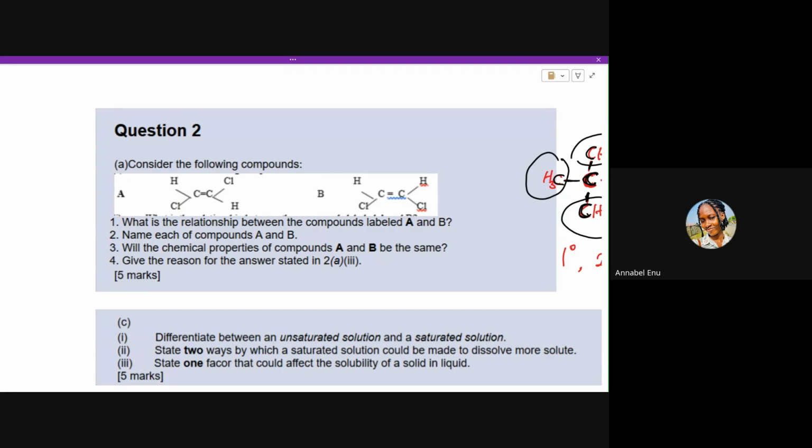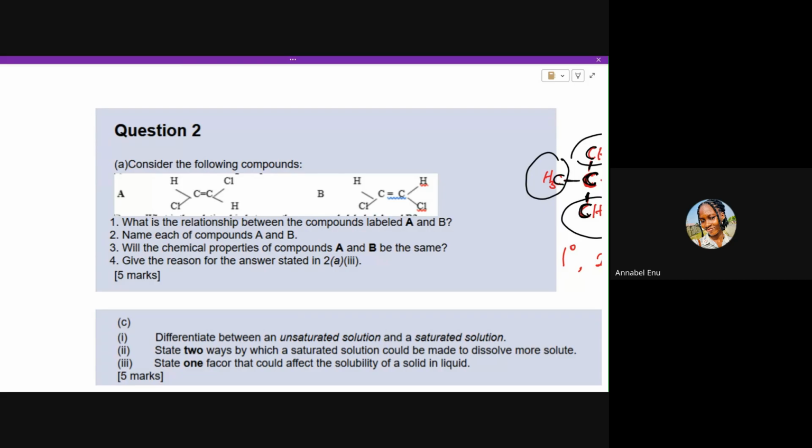Based on all we've learned, all I've talked about, what's the relationship between those two compounds? Chlorine is on the opposite side to the carbon in compound A, while in compound B, chlorine is on the same side. Okay, very good. That is telling you that there is a cis and trans system going on here, right?